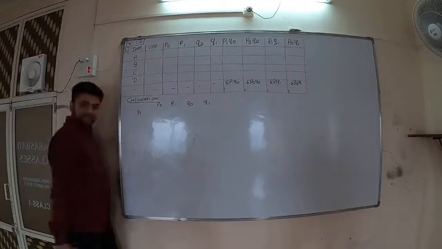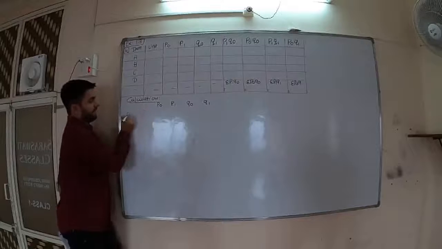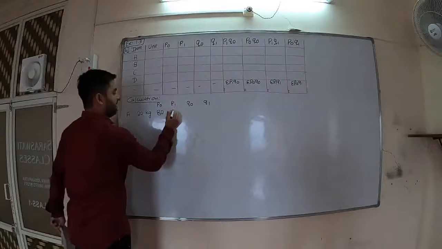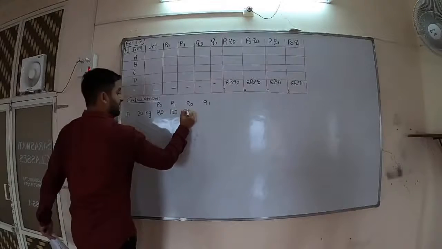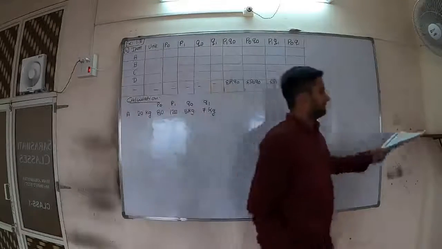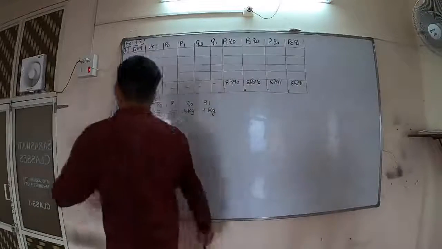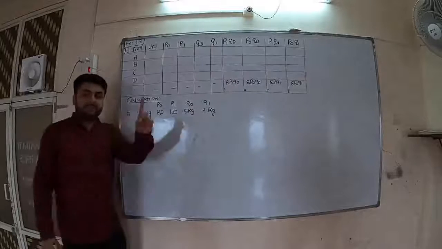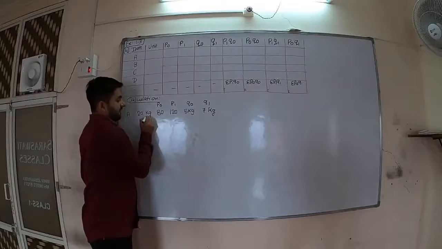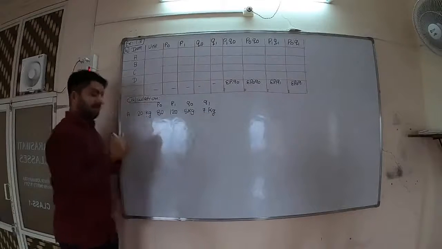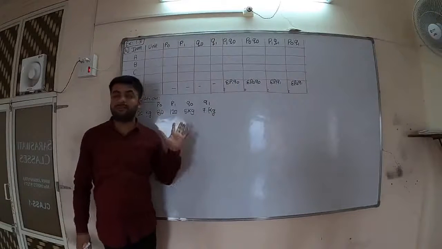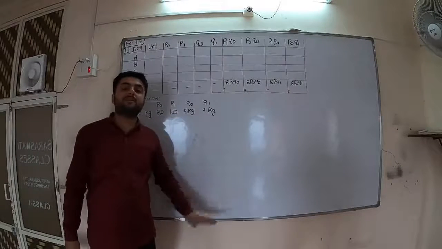Now we are having item A. Item A has unit 20 kg. Price is 80, 120. Here we have 5 kg. Here we have 7 kg. Now, first step, horizontally the units must be the same. See, kg, kg, kg. So horizontally units are the same. So no calculation for step 1 is required. If they are not the same, then some calculations are required.